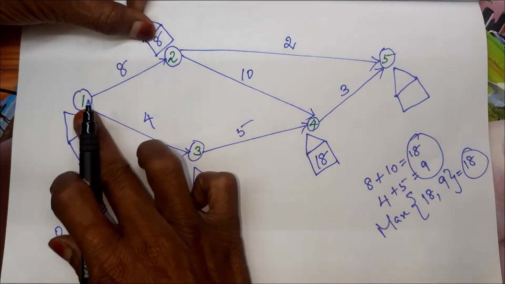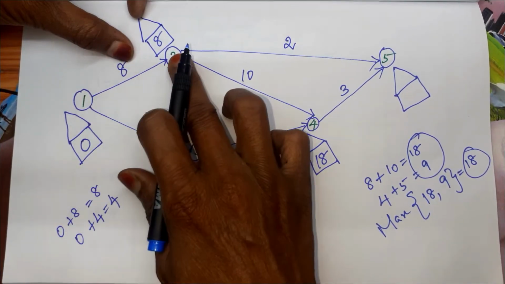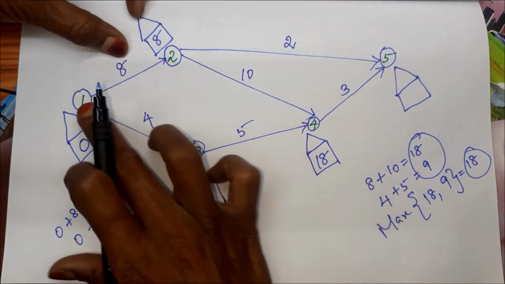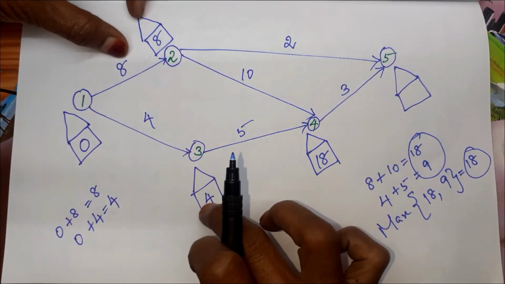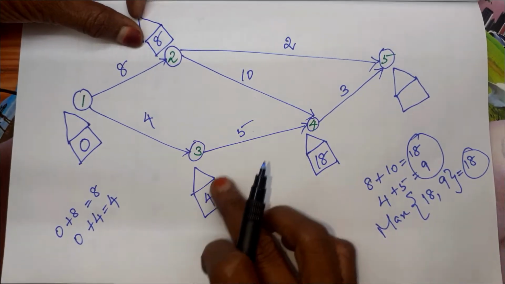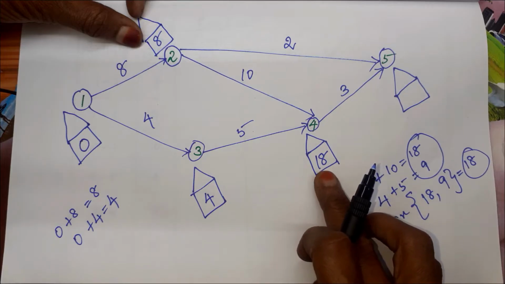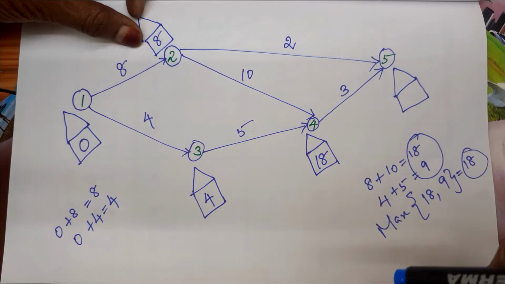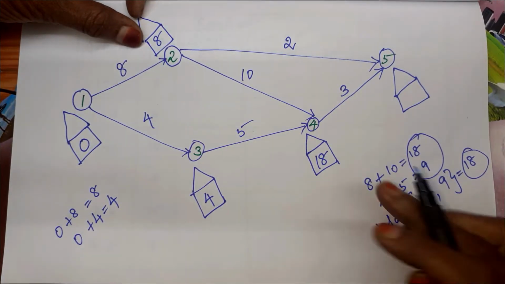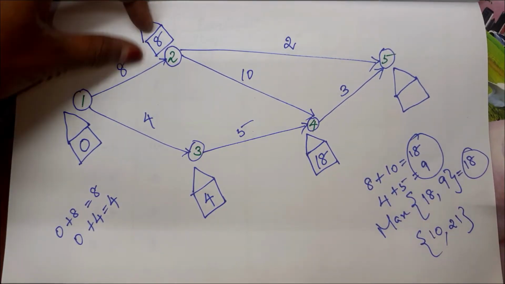I repeat, here we have only one activity, from 1 to 2. The starting point we took as 0, so 0 plus 8 is 8. Here also we have one activity, so 0 plus 4 is 4. But here we have two activities, so 8 plus 10 is 18 and 4 plus 5 is 9. Out of that we have to take the maximum, which is 18. Now come to 5. Here also we have two options. They are 8 plus 2, which is 10, and 18 plus 3, which is 21. So what we have to do?